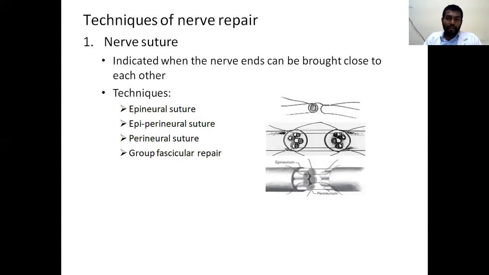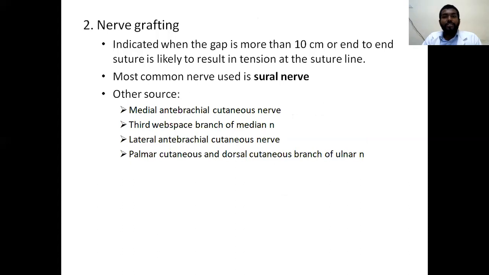What are the techniques of nerve repair? The first one is your nerve suturing. It is indicated when the nerve ends can be brought close to each other without considerable tension. What are the techniques? This is based upon the layers around the nerve. Epineural suturing, epiperineural suturing, perineural suturing, and your group fascicular repair. Now, as the names are self-explanatory. What is your nerve grafting? It is indicated when the gap is more than 10 centimeters or if end-to-end suturing is likely to result in tension at the suture line.